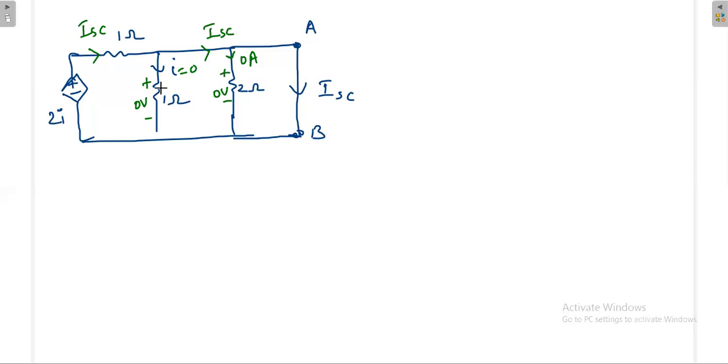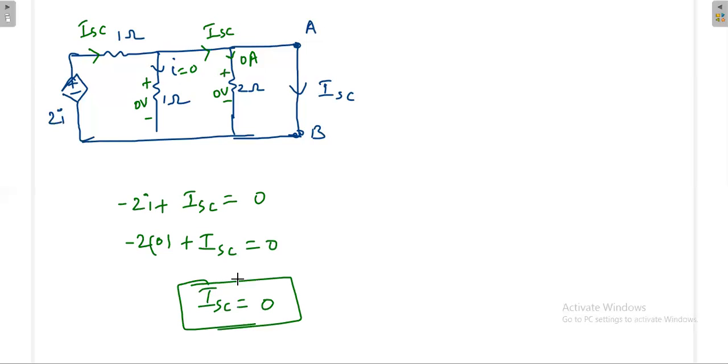So you apply the KVL in this loop. Once you apply the KVL, minus 2I plus ISC is equal to 0. You know already I is equal to 0, so plus ISC is equal to 0. Finally, the short circuit current is equal to 0, because we know already the short circuit current or open circuit voltage will be 0 only, because the circuit is not having any independent sources.